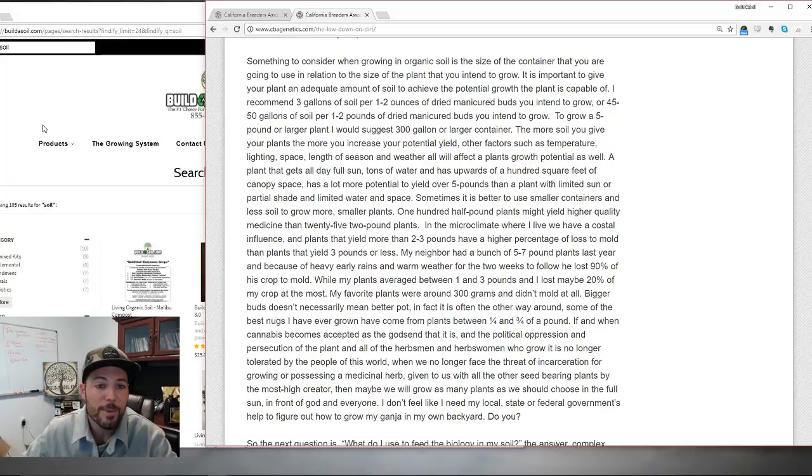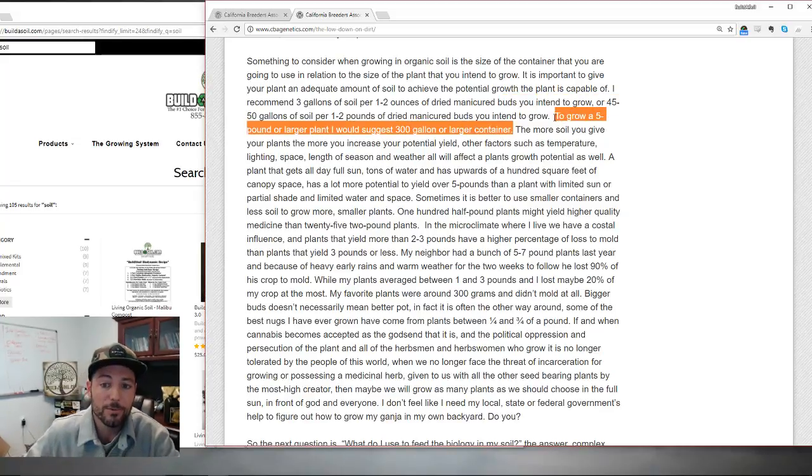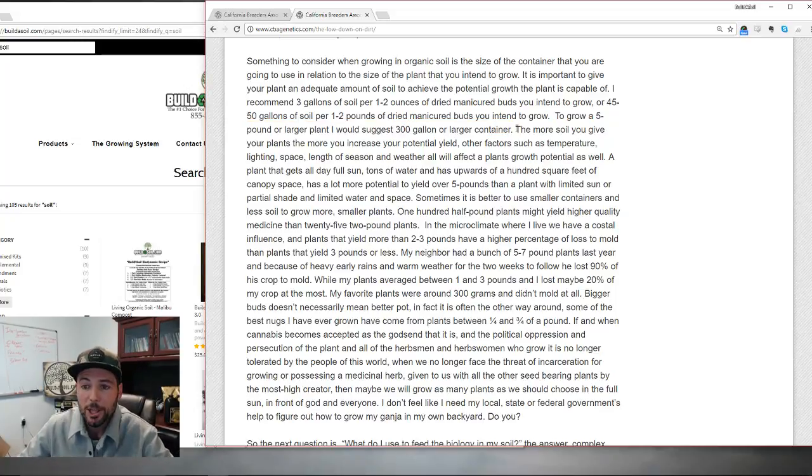To grow a 5 pound or larger plant, this is all outdoor, okay? I would suggest a 300 gallon or larger container. I totally agree with all these numbers for outdoor. So if you're trying to hit a 5 pound plant, you need 200-300 gallons of soil or more, all right? The more soil you give your plants, the more you increase your potential yield.